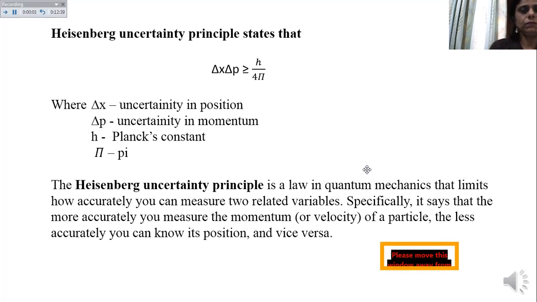Yes. Now let's see this in the form of an equation. That is, Heisenberg's uncertainty principle states that position and momentum are inversely proportional to each other. That is, delta x delta p is greater than or equal to h upon 4 pi.